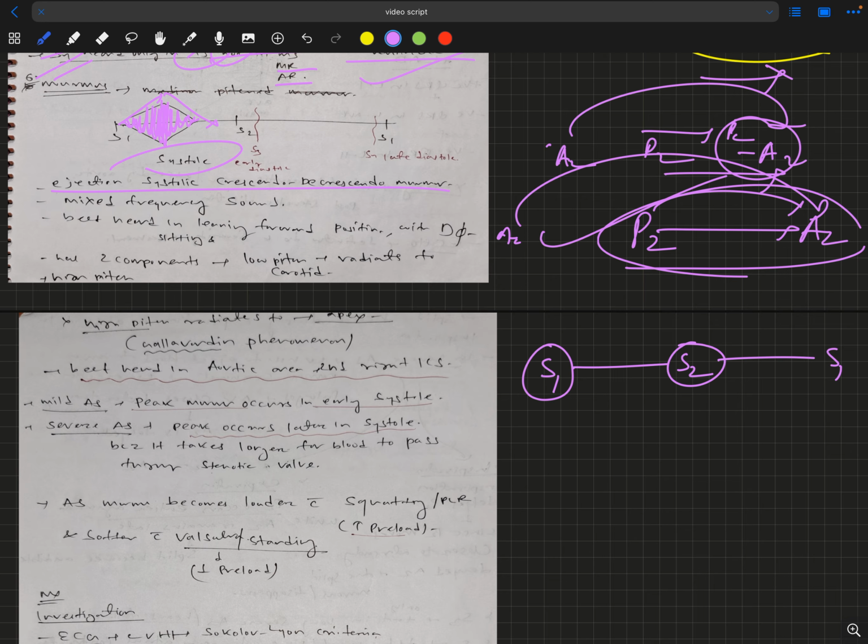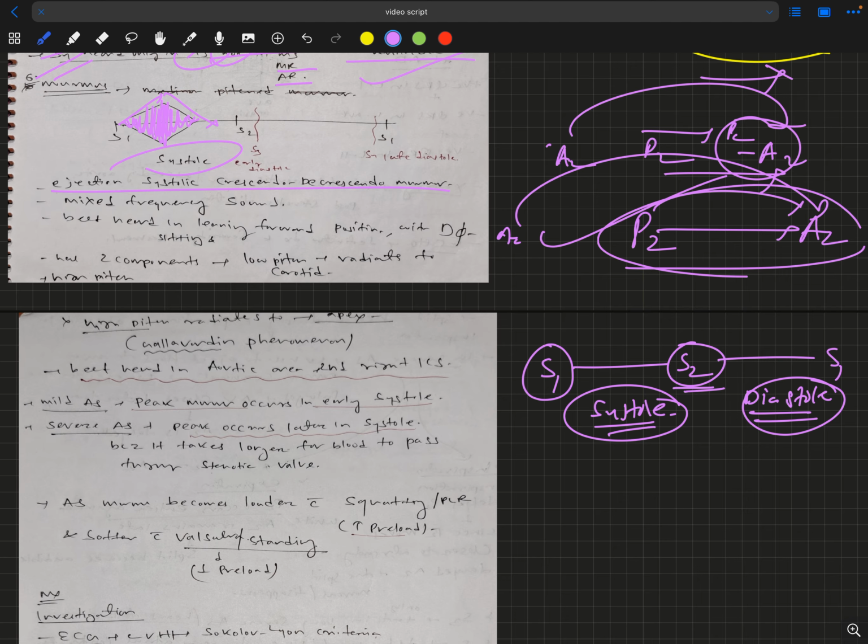So after the closure of the mitral valve or tricuspid valve, now the left ventricle has to pump the blood. So this is systole. After the closure of the aortic valve and pulmonary valve, the ventricle has to fill. During filling we call it diastole. So the murmurs which occur during systole we call systolic murmur. The murmur which occurs during diastole we call diastolic murmur.